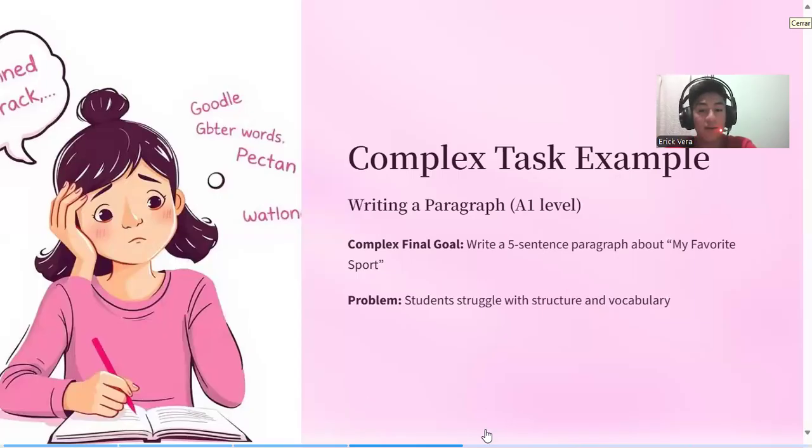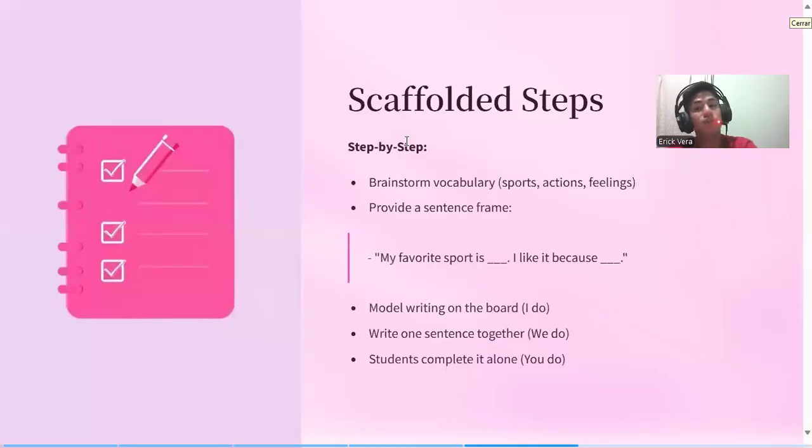Let's understand this. This instruction is one paragraph of five sentences. For this reason, the teacher is going to promote the scaffolding process step by step. First of all, starting with a brainstorm of the vocabulary: sport, actions, and feelings. Sport: soccer, basketball. Actions: run, jump, and two others. And feelings: well, happy, excited, maybe scared about it.